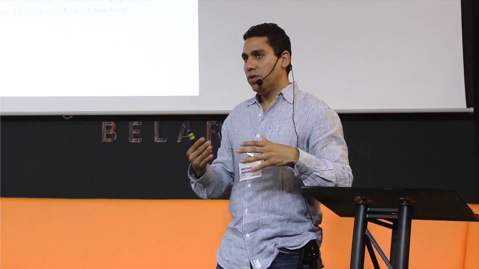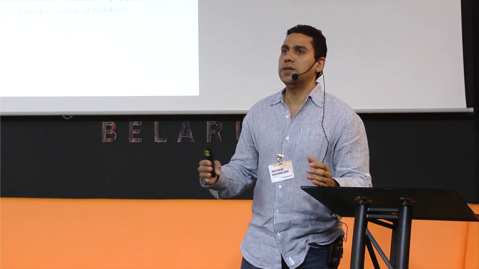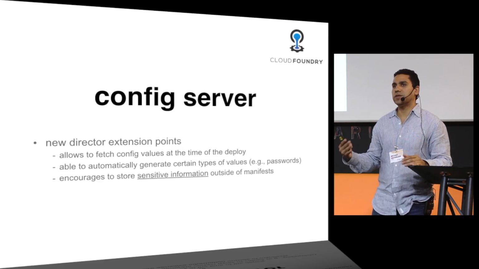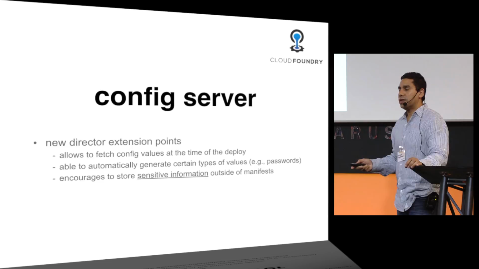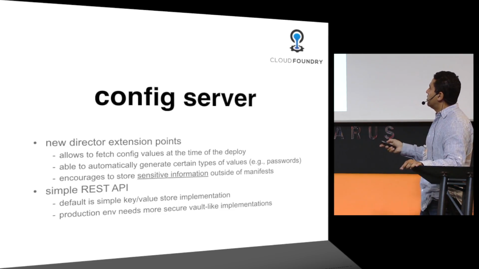Because when you start running stuff in production, and you're a big company like IBM, for instance, then it becomes a huge issue. Of course, not just us, but also customers of ours have asked for that, and customers of Pivotal as well. So it's a very simple REST API. You can look at it.